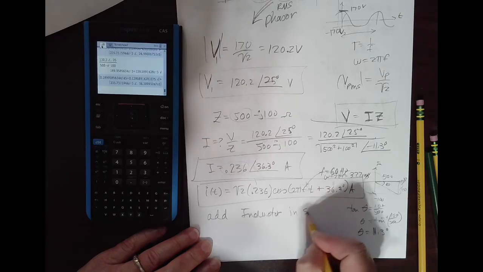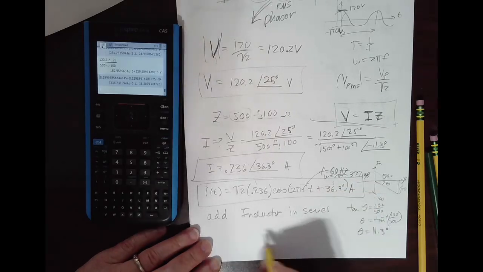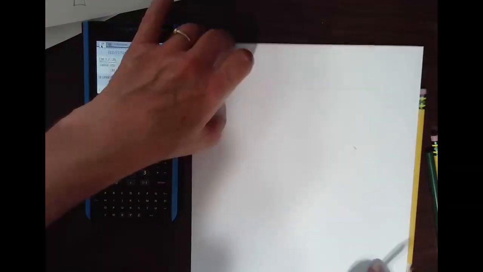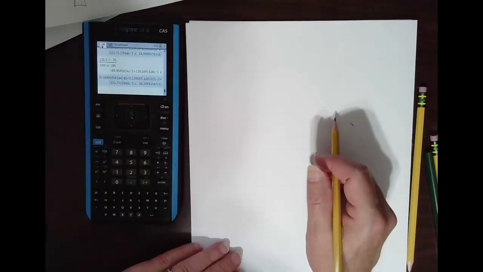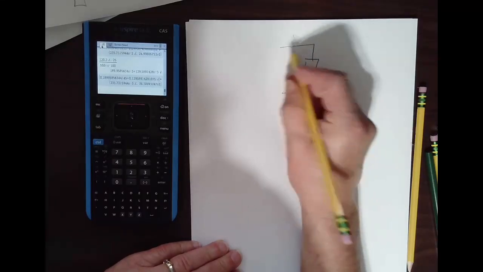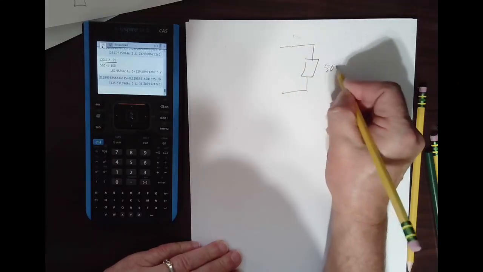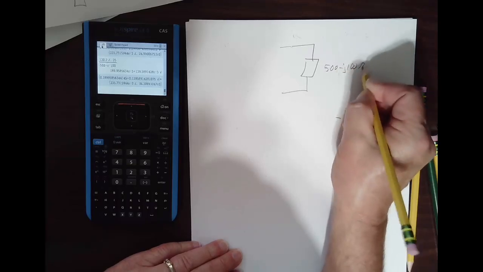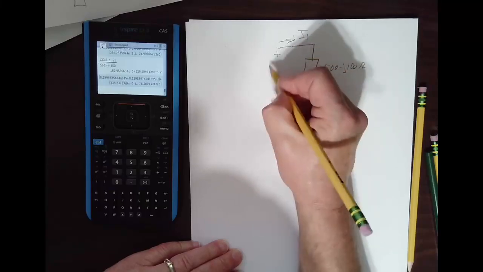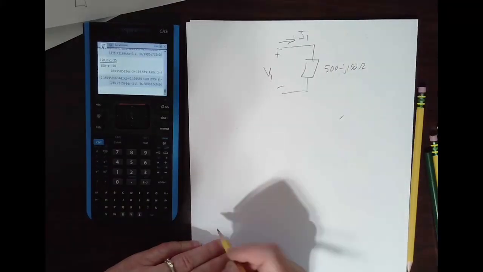In series. So let's say we're thinking, if we had this... I'm going to need more paper. Say our original circuit, we didn't really draw a circuit, but we had some Z. We said it was 500 minus j100 ohms, and we had the voltage across it. We calculated the current through it. Call it V1, I guess.